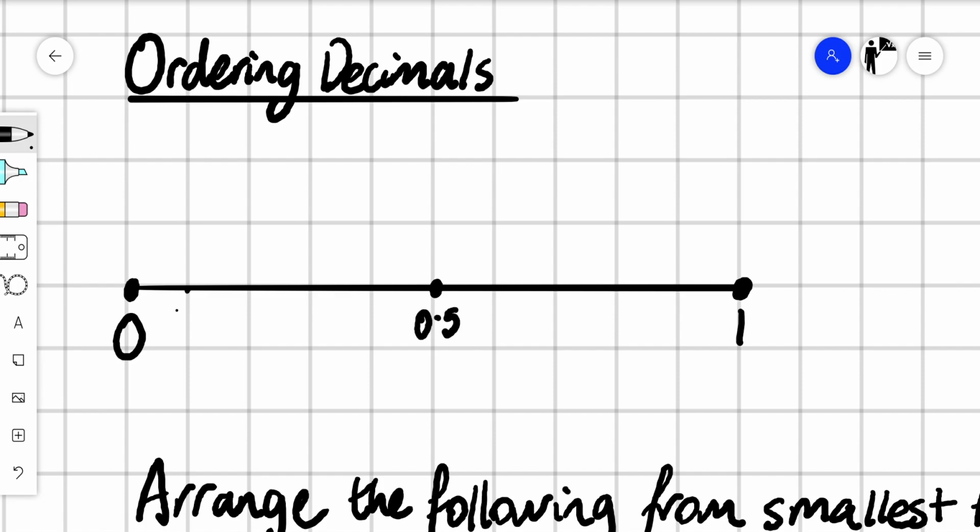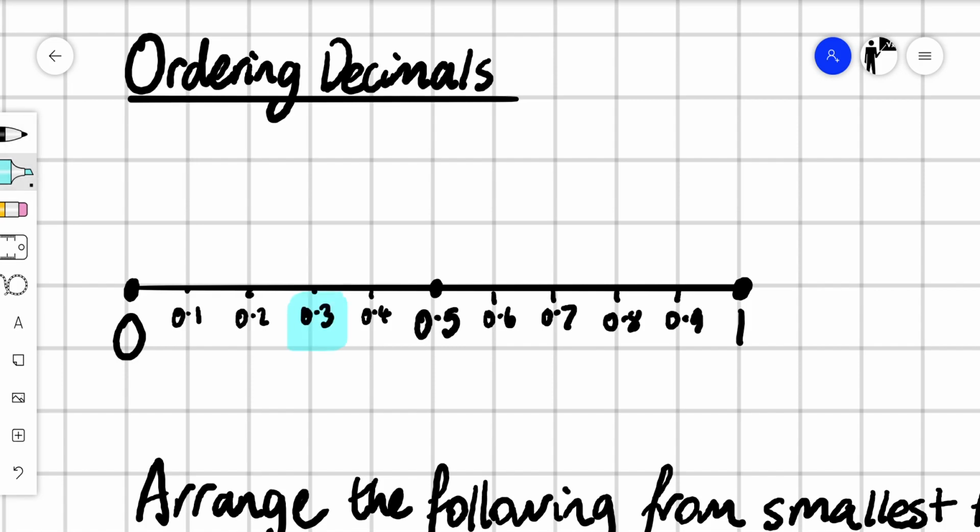And then we'll have 0.6, 0.7, 0.8, and 0.9. Just a few wee comments about some of these things.